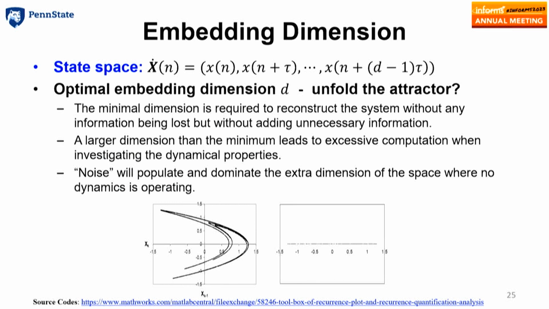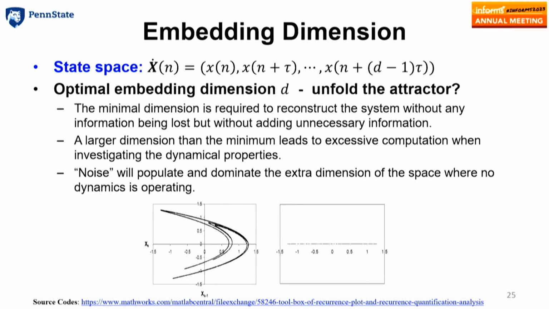So embedding dimension, D. The optimal embedding dimension helps us unfold the attractor. The minimal dimension is required to reconstruct the system without any information being lost, but without adding unnecessary information. A larger dimension than the minimal leads to excessive computation when investigating the dynamic properties.